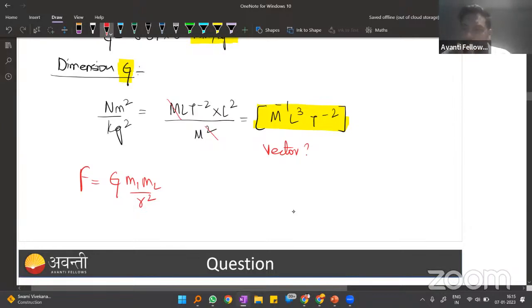Vector quantity is any quantity which has magnitude as well as direction. For example, force. If I ask you to apply force, the third property is that it follows vector algebra. So if I tell you to apply force somewhere.